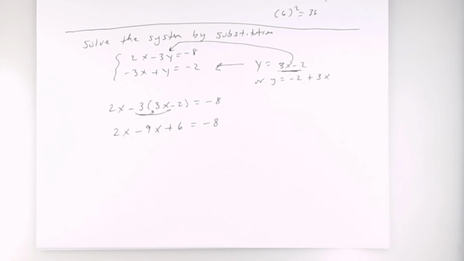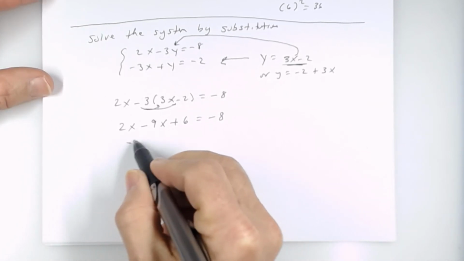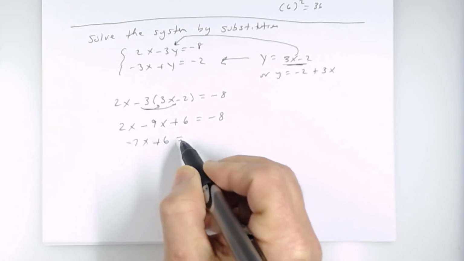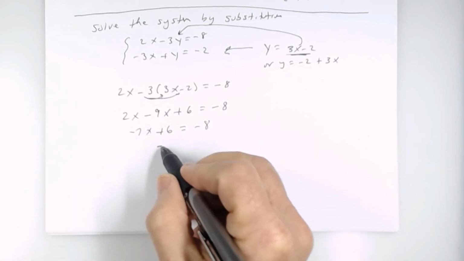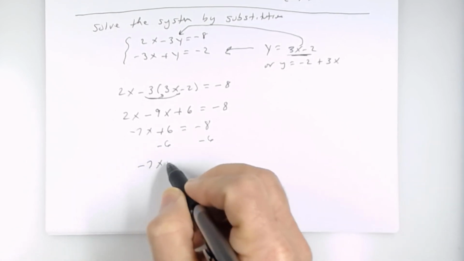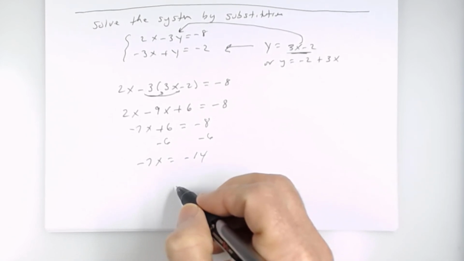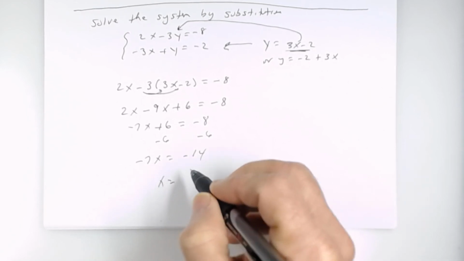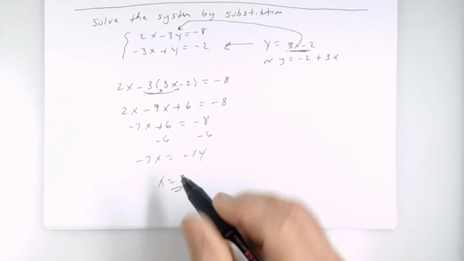All right, what's the next step? Mr. D, can you zoom in a little bit? Combine like terms. So you get negative 7x plus 6 equals negative 8. Next step: subtract 6. So I get negative 7x equals negative 14. Okay, so what's x? Divide by negative 7. Positive 2. So you get x to be 2.